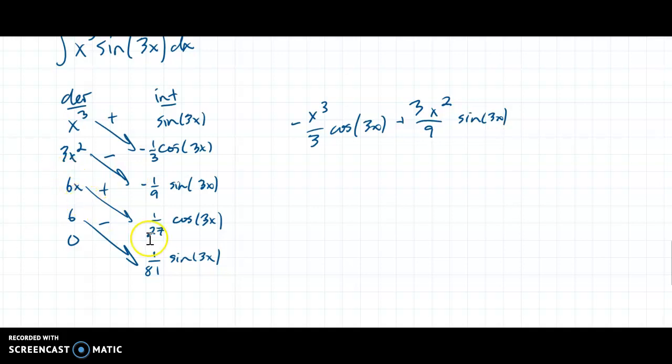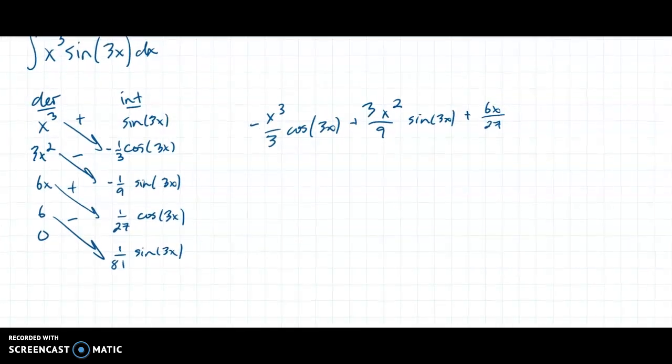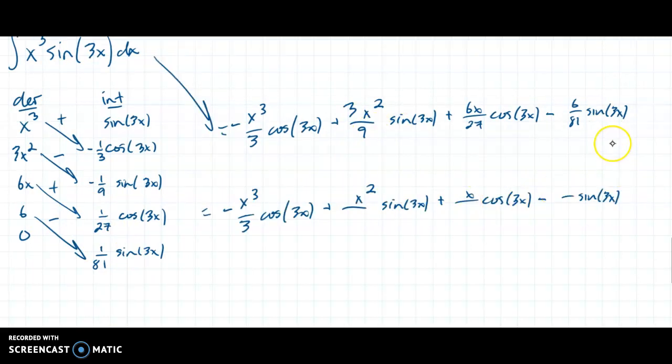And then my next one is positive again. So plus 6x over 27 cosine of 3x. And then my last term is negative, and I get a minus 6 over 81 sine of 3x. Now, I am going to pause for a moment. I rewrote the line. I should include my plus c and my plus c.